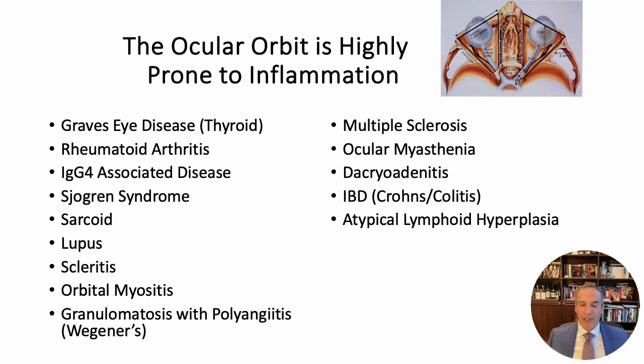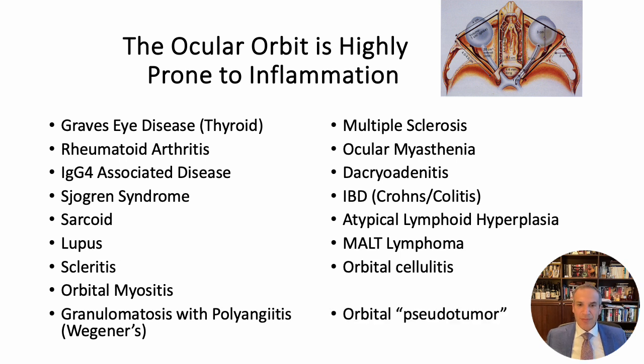The orbit is also particularly susceptible to MALT lymphoma, mucosal associated lymphoid tissue lymphoma, which is a relatively benign form of the disease. And then orbital cellulitis, even inflammation associated with an infection in the sinus, not even in the orbit, can be associated with such a robust inflammatory response in the orbit that it can form subperiosteal abscesses.